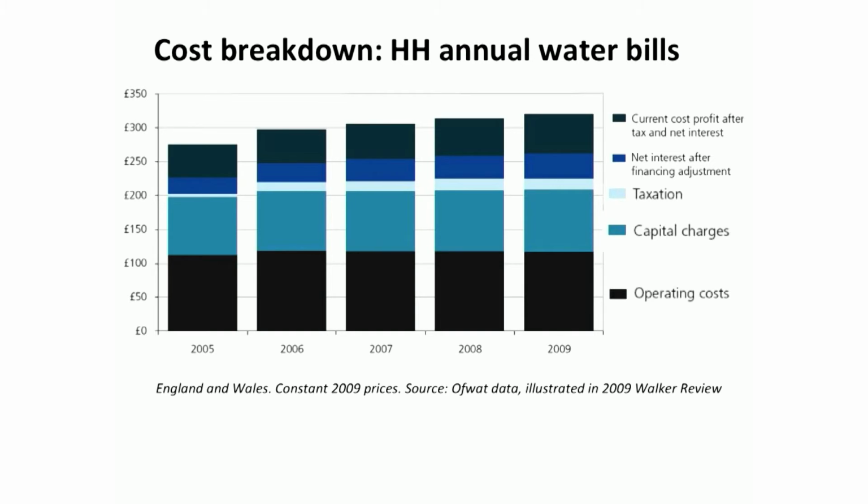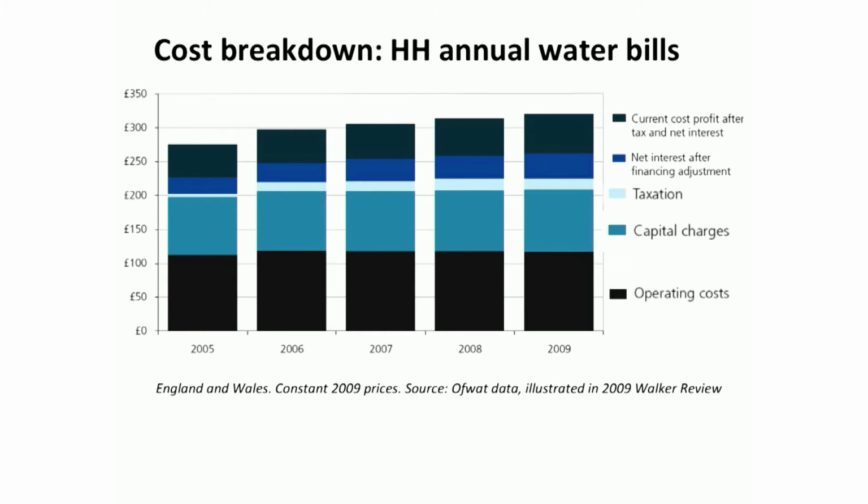In this next slide, we can see a breakdown of costs, among which the capital expenditure charge we've just seen is only one element out of four. This data comes from Ofwat again, and it was presented in this way in the 2009 Walker Review here. This was an independent review of charging for household water and sewerage services. It is important, but it's not typical to see this kind of cost breakdown.